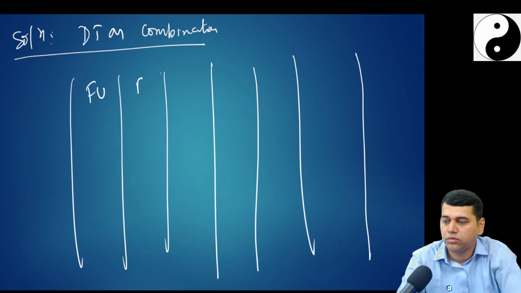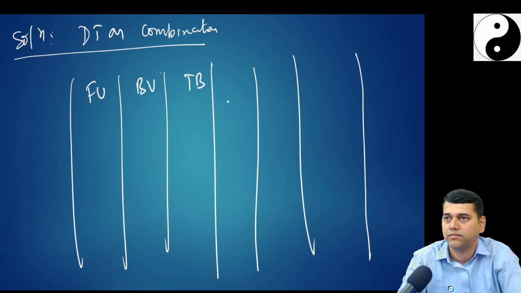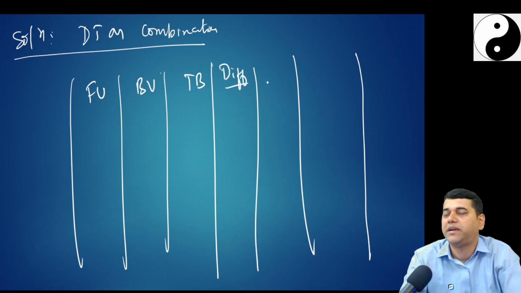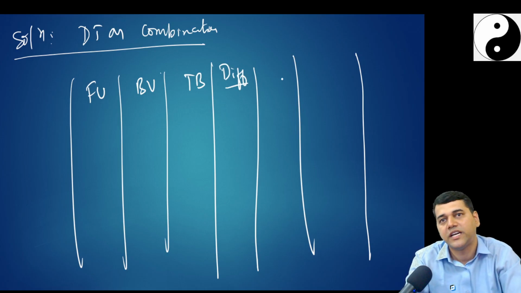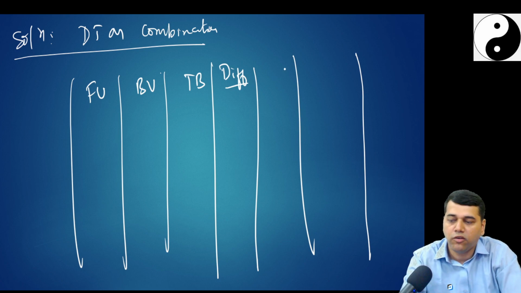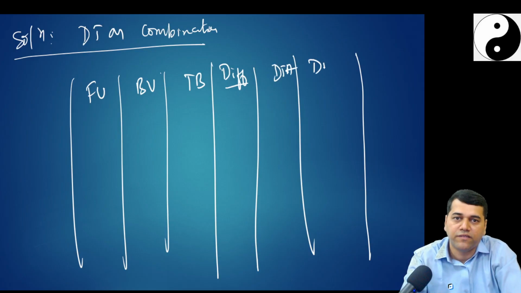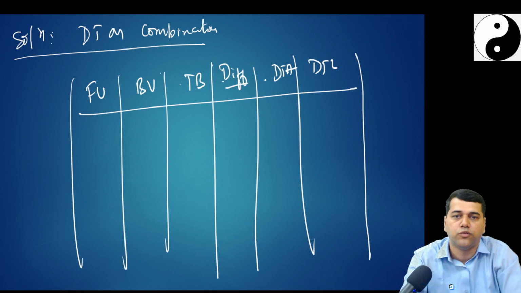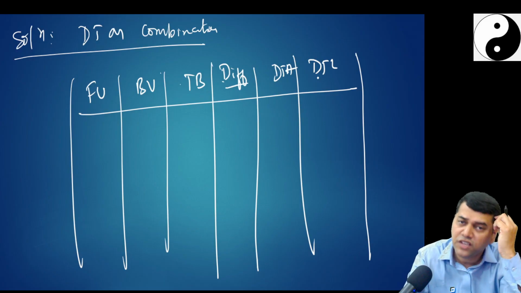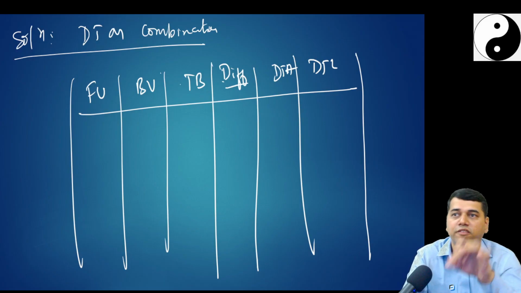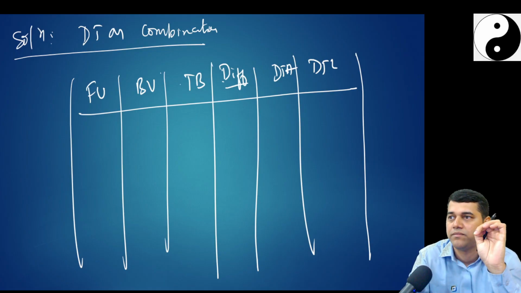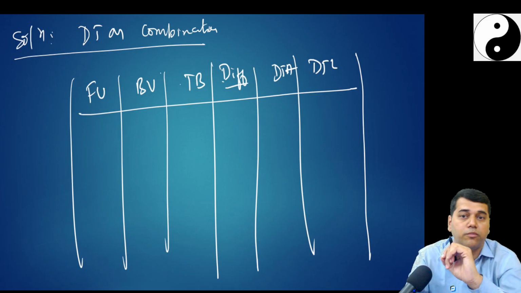Fair value, book value, tax base. Then I have got differences, which can be a deductible temporary difference or a taxable temporary difference. So I have got a deferred tax asset or deferred tax liability. You will write six columns. If another format or the ICAI format is okay, you please practice that way. I will follow this format.